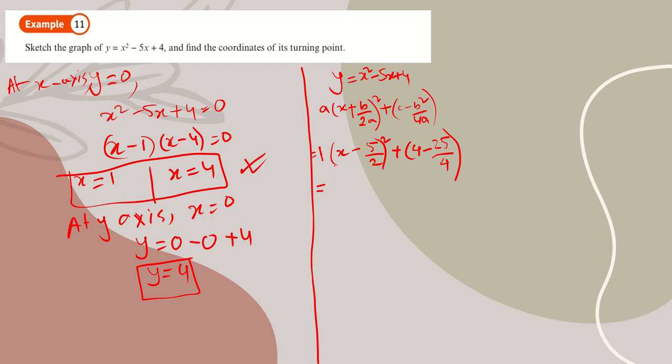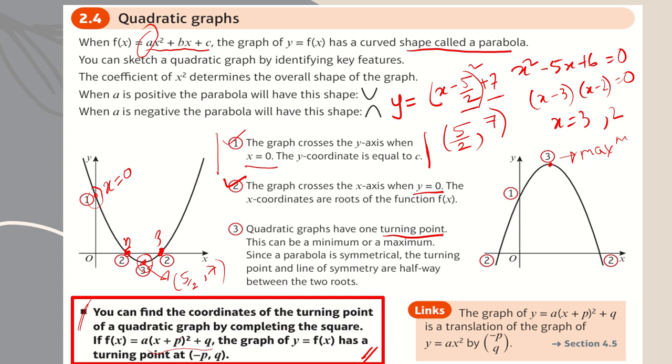So finally we write 1 into anything is 1, so we keep it as (x minus 5 by 2) whole square plus 4 minus 4. 4 is 16, 16 minus 25 is minus 9, so we put it as minus 9 over 4. So if we look at the formula, if it is (x plus p) whole square plus q, we put the opposite sign for p and the same sign for q.